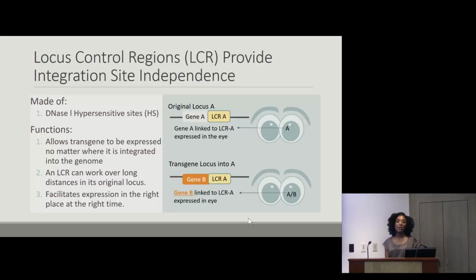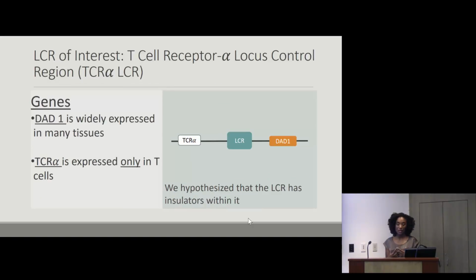So the LCR that we're interested in, or the locus control region that we're studying in my lab, is the T cell receptor alpha locus control region, or the TCR alpha LCR, as I'll refer to it later. And this particular LCR has two genes linked to it, DAD1, which is widely expressed in many tissues, and TCR alpha, which is only expressed in T cells.